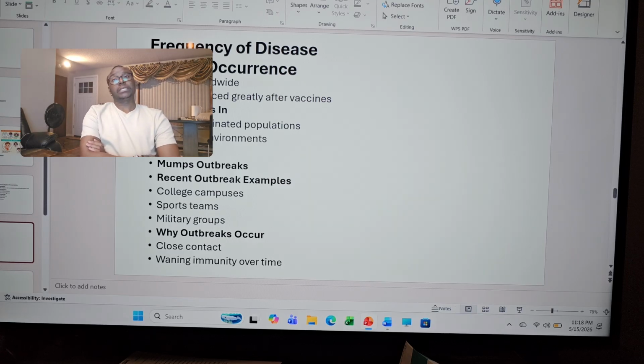Frequency of the disease: global occurrence, found worldwide. Cases reduce greatly after vaccination. Still occur in vaccinated populations. Crowded environment, mumps outbreak. Recent outbreak examples: mostly, if there is an outbreak, it has happened in college, in a sports team or in a military group. Why do outbreaks occur? It's close contact.